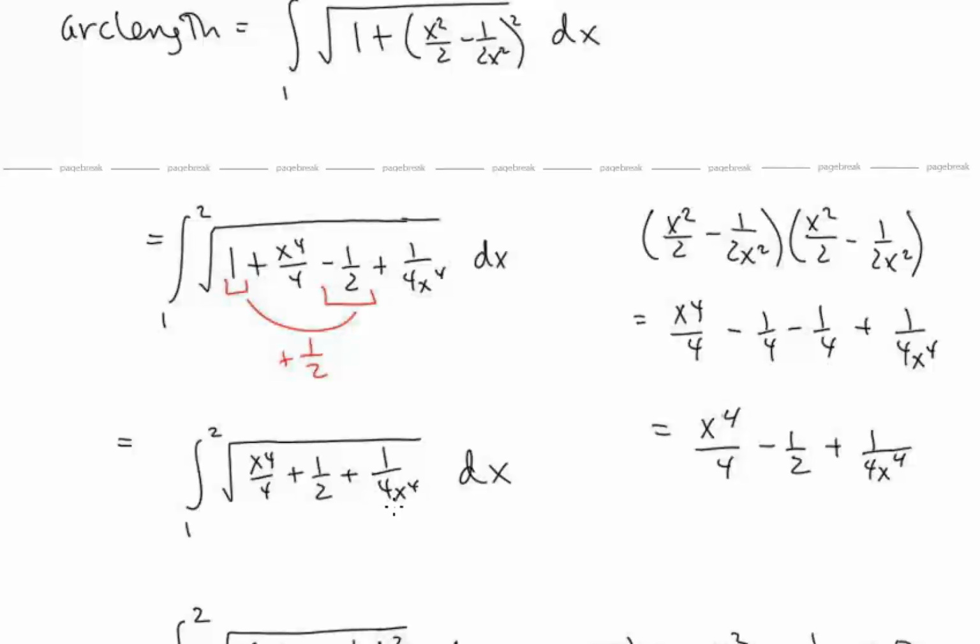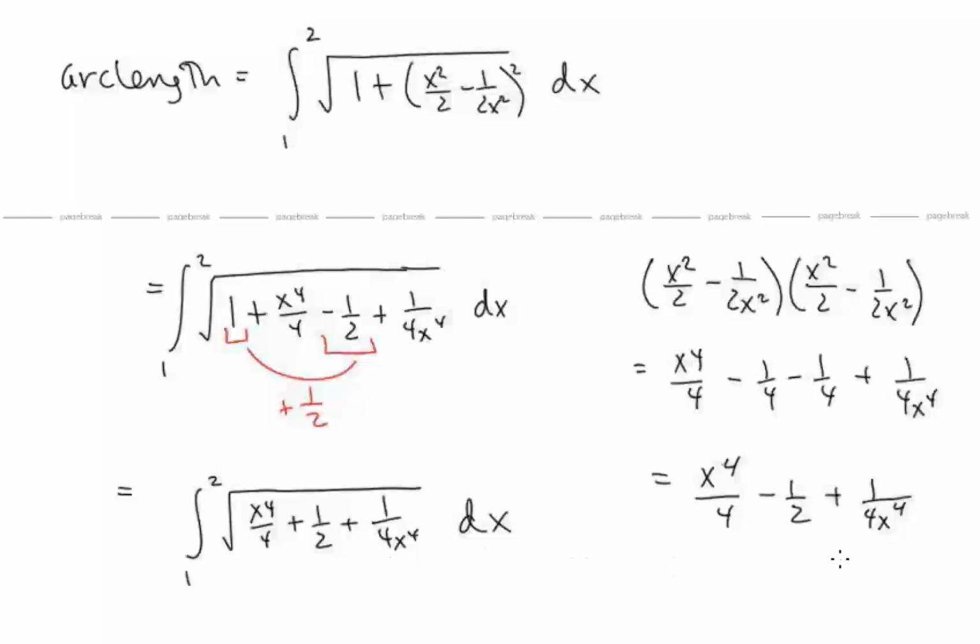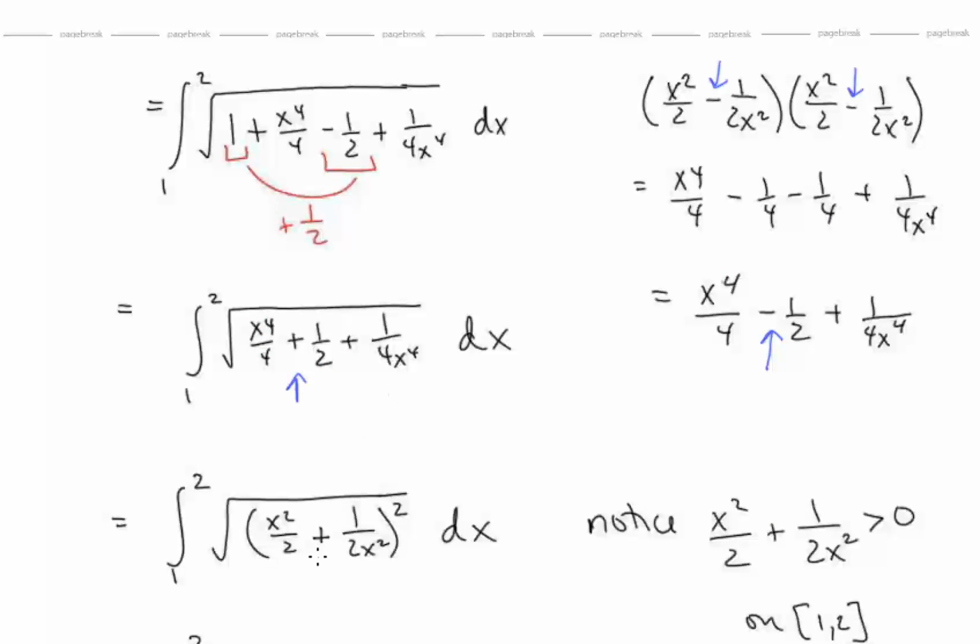Now how does this compare to this? Now we have the same three terms, but we have a positive sign for the 1/2 instead of the negative sign. Notice that this negative 1/2 came from a negative here and a negative here. Now we have a positive 1/2, so we can factor this as (x squared over 2 plus 1 over 2x squared) quantity squared, because our inner and outer terms here are going to be positive 1/4. And so we're going to have positive, positive, and positive 1/2.